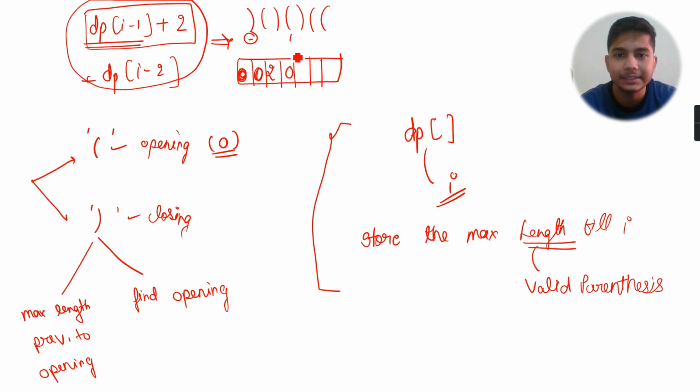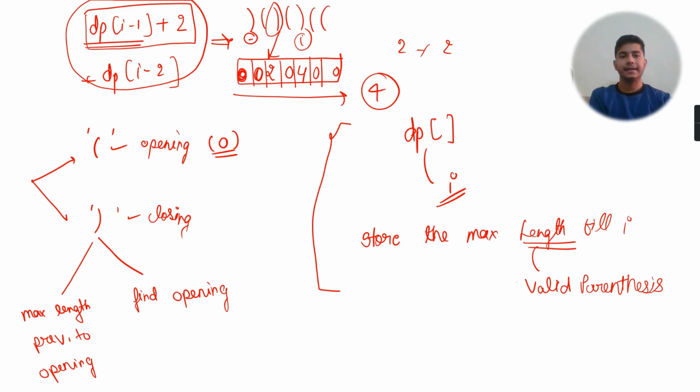So it's opening again, okay, 0. It's closing again, so it will be DP of I-1 plus 2. So it's 0 plus 2, 2, plus DP of I minus 2. So DP of I minus 2 will be here. So it's 2 here. So 2 plus 2 will be 4. Again, there are opening brackets and there are opening brackets. So out of all the things, what is the maximum we are having? 4 it is. Right?